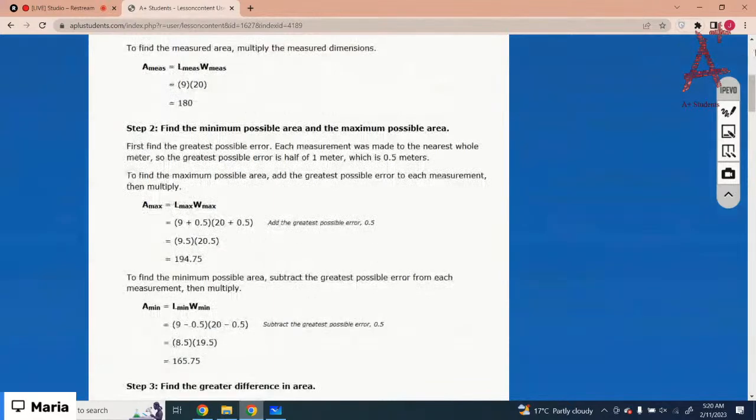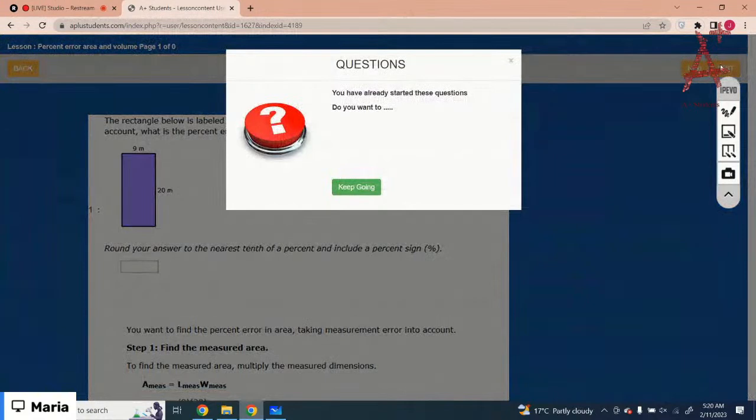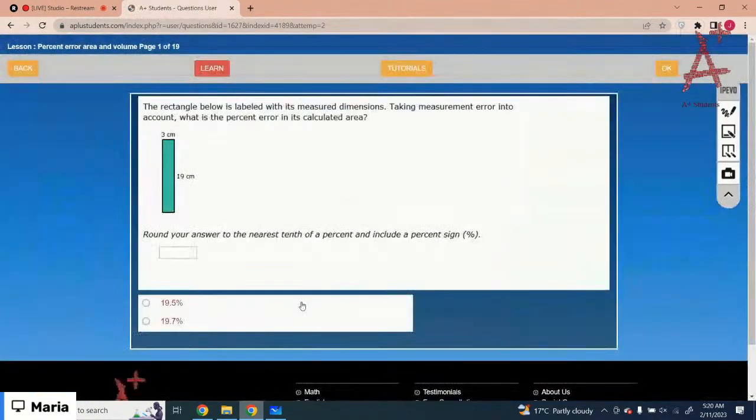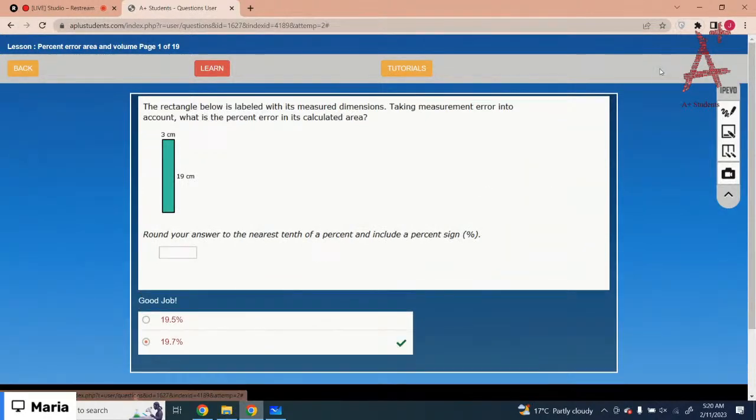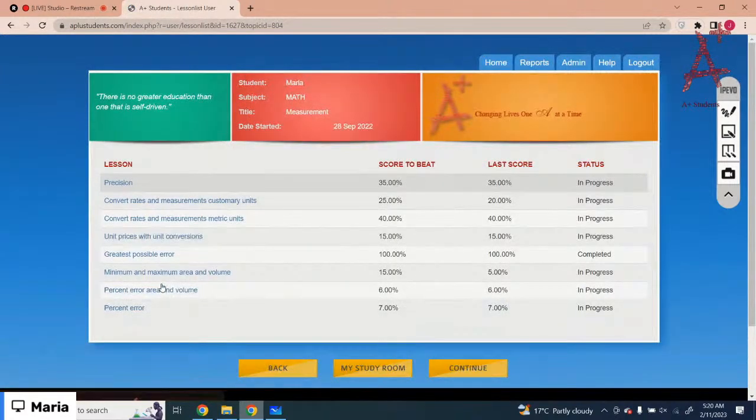It is 20.1. Let's see. Why did I get 20.1? It is 19.7. Wait, let me see. Something is wrong with the solution, I think. Let me see what the problem is with the question.